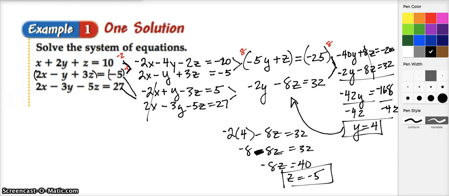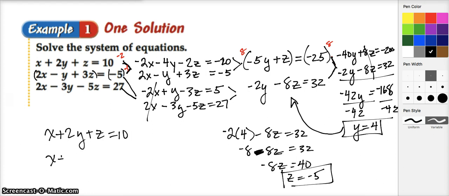Now that I've nailed down y and z, I'm going to go back to one of the original equations and get x. So the equation x plus 2y plus z equaling 10 appeals to me. Any one of the equations would have been okay.